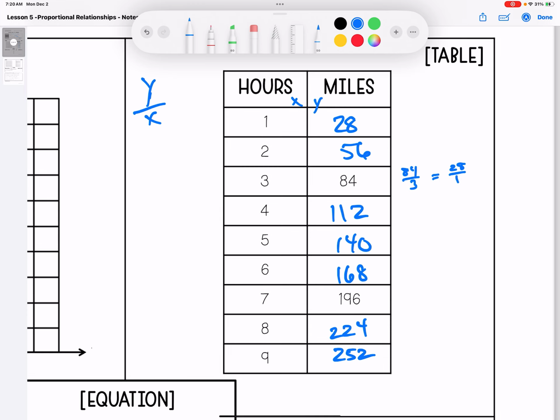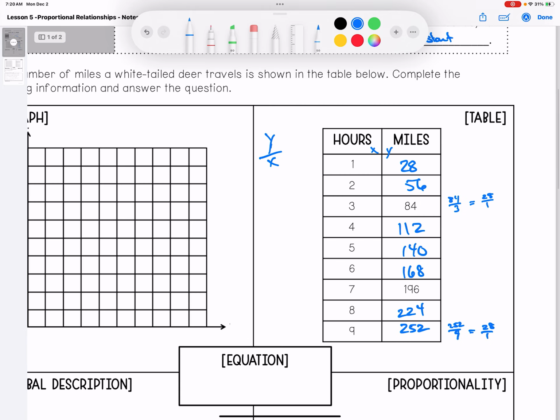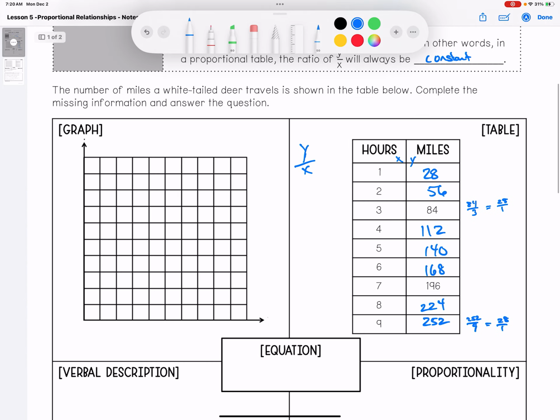And so the y over x of all of those, when you simplify them, will be 28 over 1, all of them. So you need to figure out the rate per 1, and then you can fill in the table. Well, what if 1 wasn't on there? Well, we know what 1 is, so we can figure out what 2 is. All right, so let's go graph that.